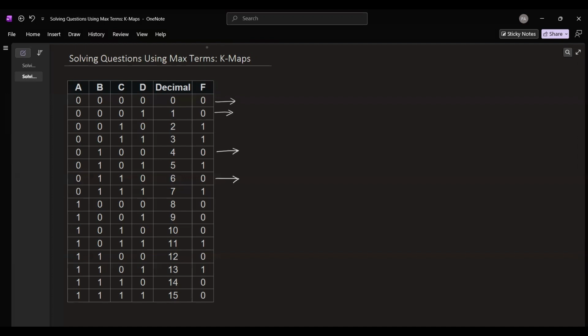Yeah. So let me mark all of them down first. So we have to find the Maxterms first. Then we can build the Boolean expression. So this is M0. This is M1. This is M4. There are a lot of terms, so be careful when you're writing it down. Okay, so let's go with the first step, writing the Boolean expression.